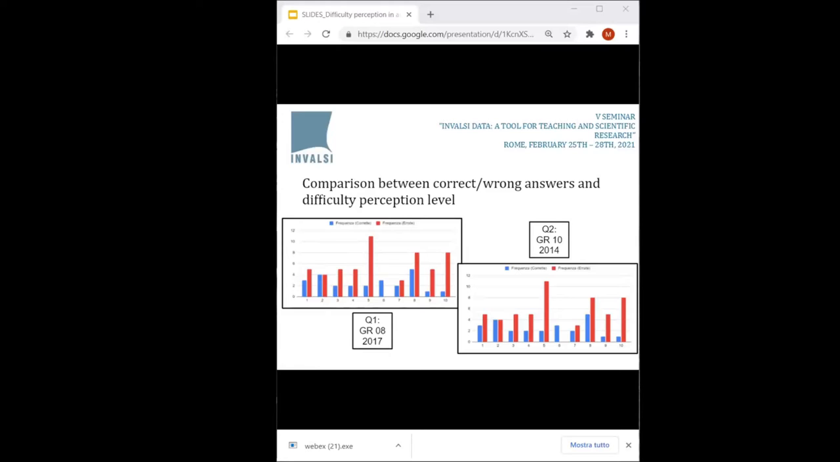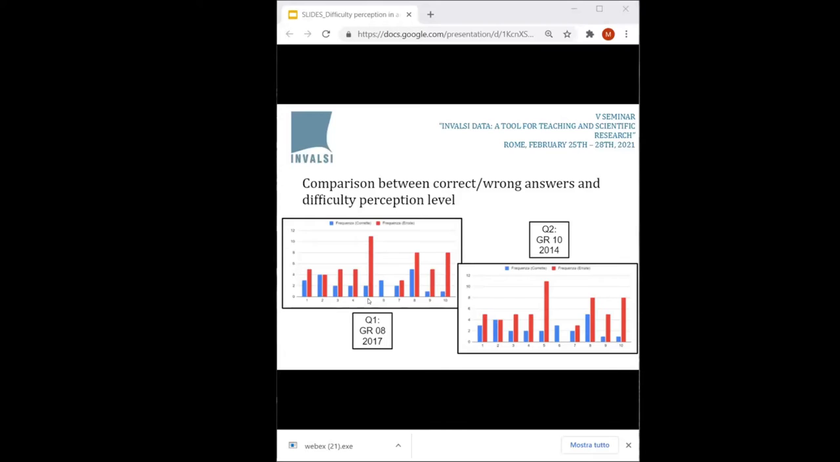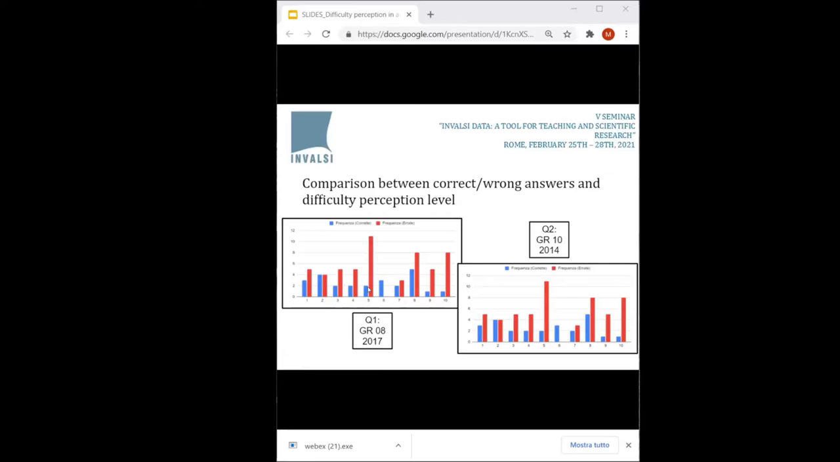So on these graphs, on the x-axis, we have the student difficulty perception. So for example, here, we have the students that said that the first item was difficult 5. And 11 students said that the first item was difficult 5 and they answered incorrectly. And 2 students answered correctly and they said that the first item was difficult 5. So if we observe this graph, we can see that there is not such a correlation between the fact that a student answers correctly or incorrectly, and how difficult he found the question. Okay.